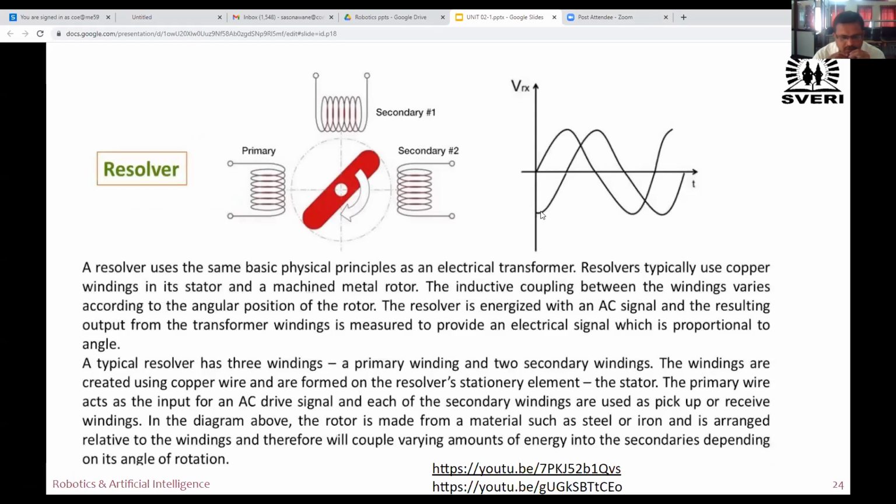Now, the next point, that is resolver. A resolver uses the same basic physical principles as an electrical transformer. Resolvers typically use copper windings in its stator and a machined metal rotor.